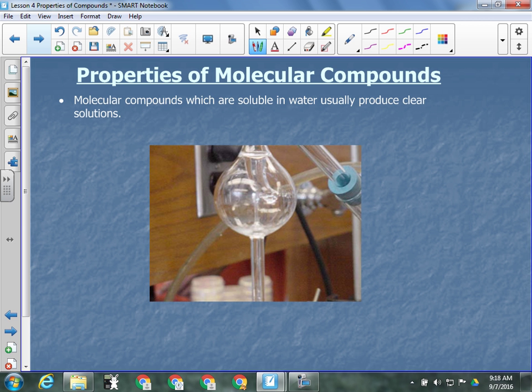Cleaners would be like that. Bleach. Well, bleach isn't a molecular compound, but when you pour other molecular compounds in that are liquids, they just dissolve. Some of them. All right. Questions on that?